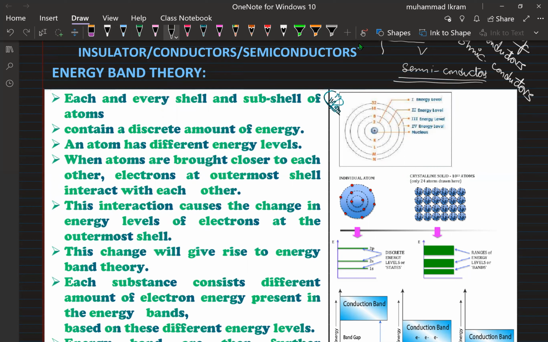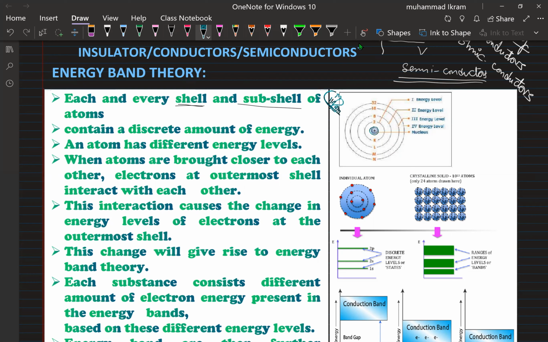You see that each atom contains shells and subshells, and we call these shells and subshells of the atom the energy levels. So they contain discrete amounts of energy, as you see here. Look at this diagram. Here we have the atom, the nucleus, and then there are shells, the K shell, the L shell, the M shell, and the N shell.